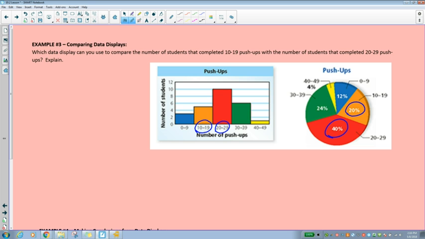So when I compare those amounts, it's asking me to compare the number of students. So if you look at this, the best data display to compare the number of students would really be the histogram, because then I can tell the number of students. It tells me the number of students on the left side. The circle graph tells me the percent of students. And if I don't know how many students are in the class, I actually don't know how many students 20% or 40% is. I could make an estimate based off of probably classes that I might have had. However, it's not actually telling me the number of students.